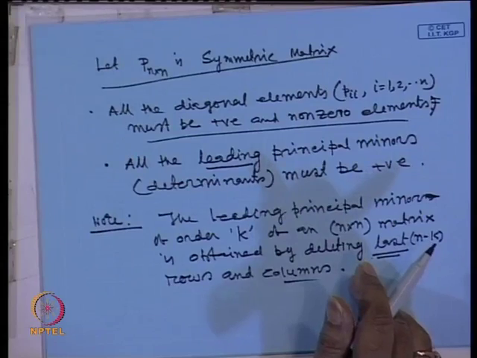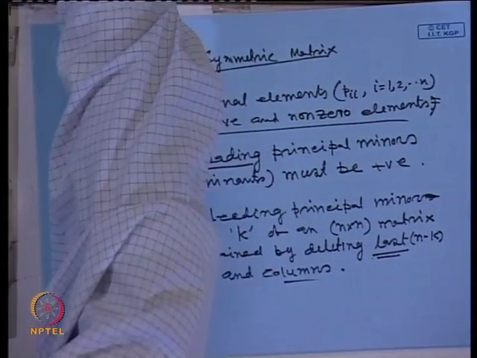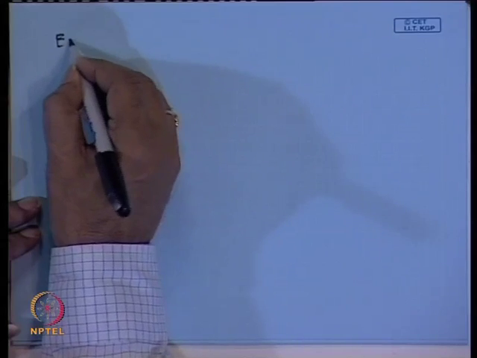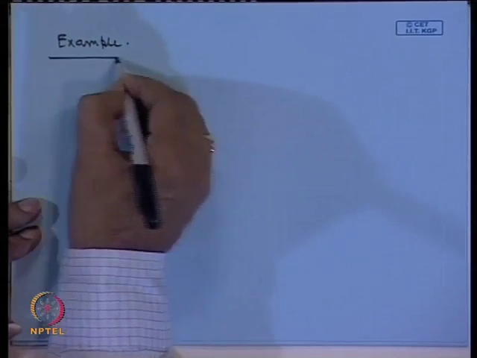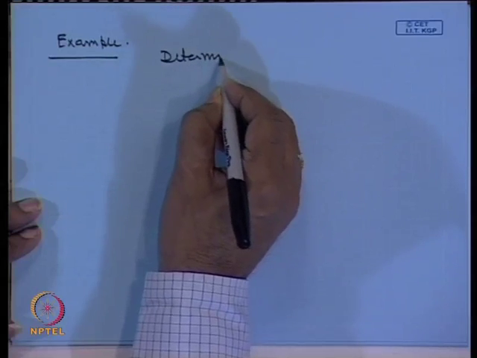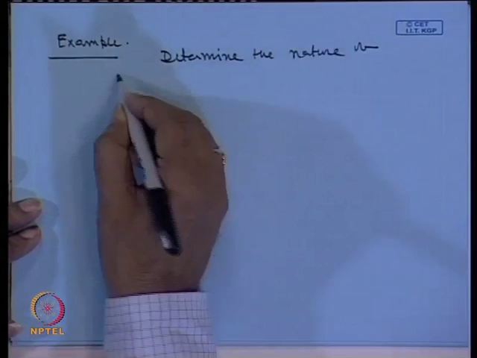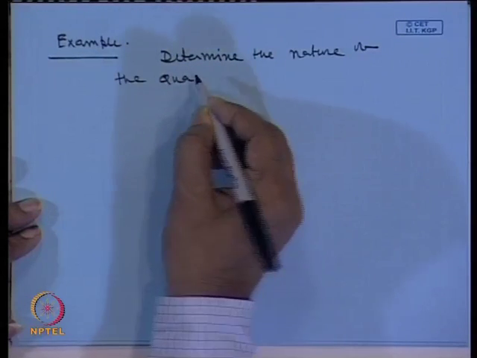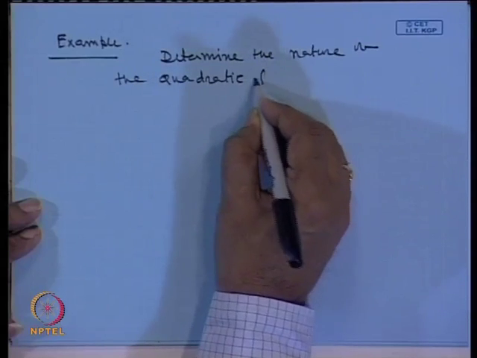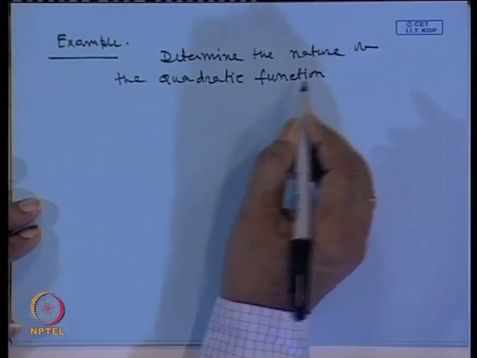So, let us take an example and check how this test can be done, whether a matrix is a positive definite matrix or not. If you consider this one example, determine the nature of the quadratic function. The nature of the quadratic function means whether the function is positive definite, negative definite, positive semi definite, or negative semi definite. This nature you have to find.